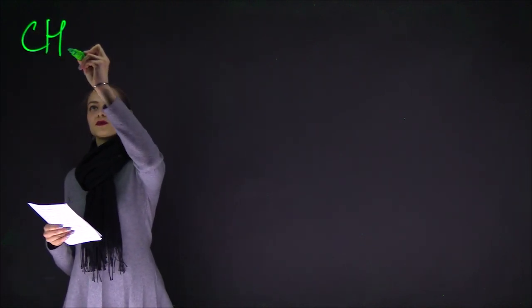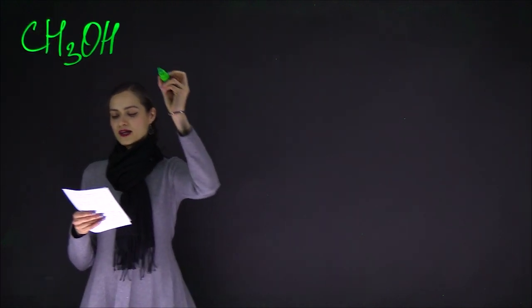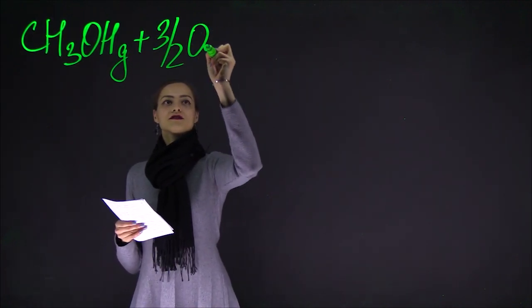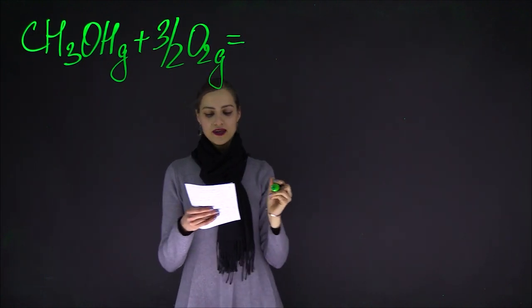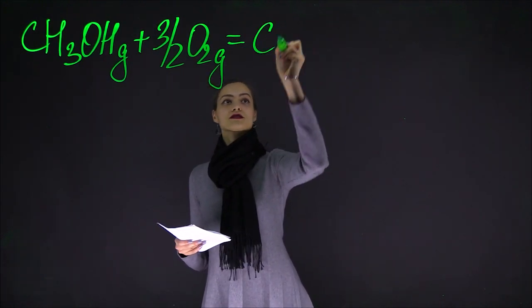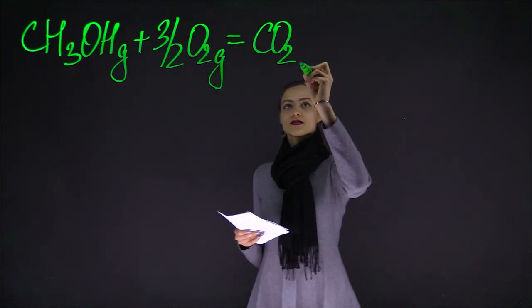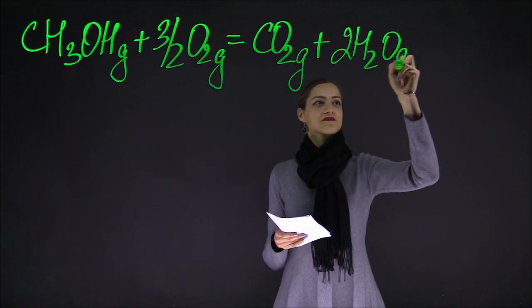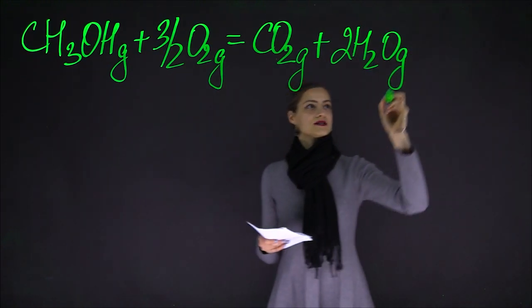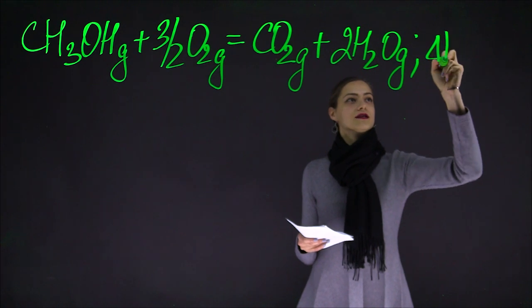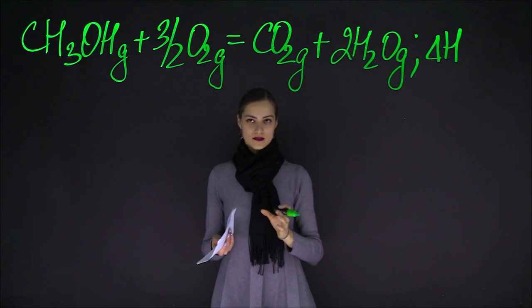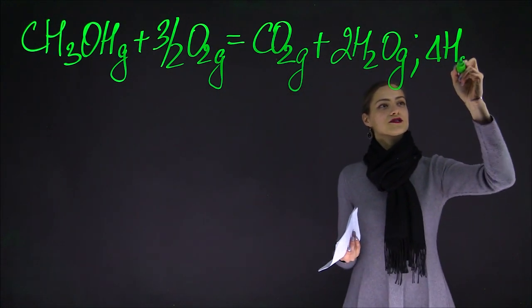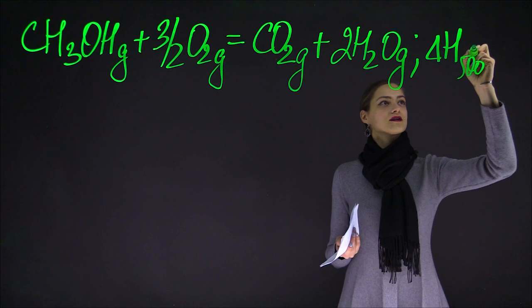We need to calculate heat effect for the following reaction. We have reaction between methyl alcohol in gaseous form, oxygen in gaseous form as well. And of course it gives us carbon dioxide in gaseous form and water vapor. But we need to calculate heat effect of this reaction not in standard condition like in the previous calculation, but at temperature 500 kelvins.